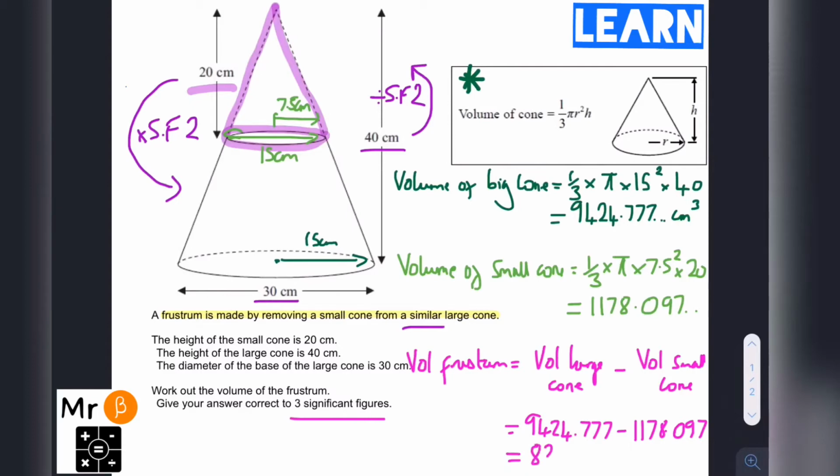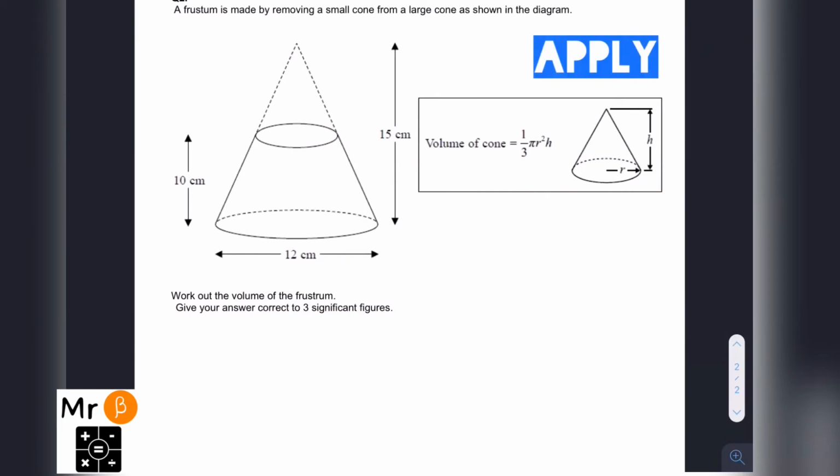This equals 8,246.68 centimetres cubed. So to 3 significant figures, it would be 8,250 centimetres cubed, and that's our final answer. So pause the video now if you'd like to have a go at this question too before I go through it.